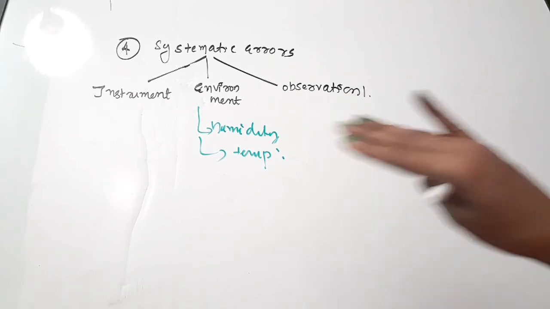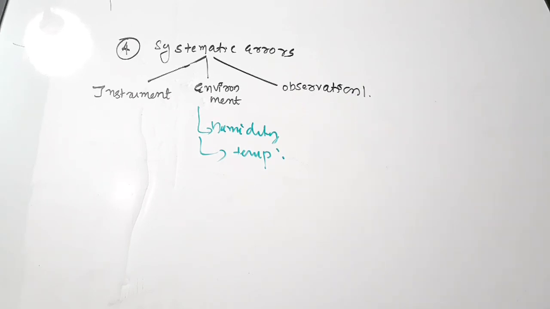Here these errors are happening because of the wrong way of taking the measurement, due to a problem in the instrument, or due to a problem in the surroundings, which is the environment, or due to a problem in the observation way of taking the measurement. So these are the fourth classification, which is systematic errors.